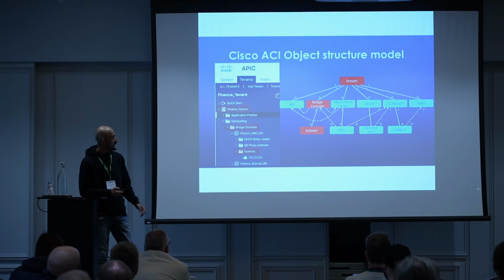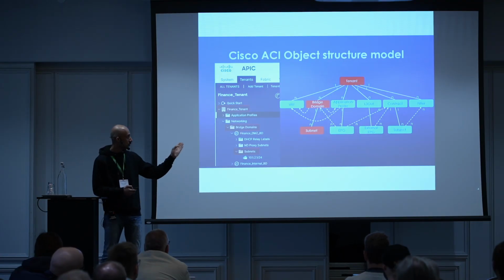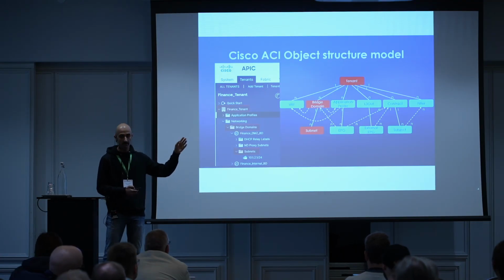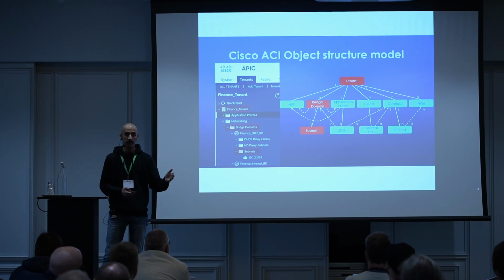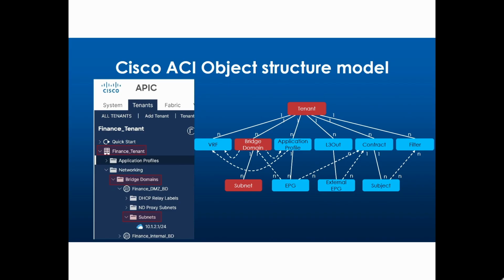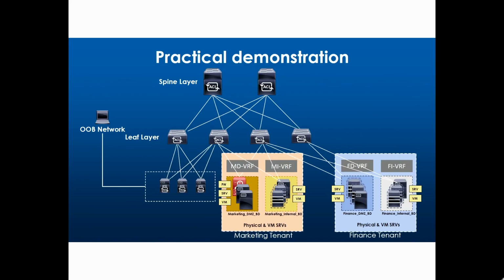This is another example between tenant and the child, where each tenant may have an unlimited number of bridge domains within itself, and multiple subnets within the bridge domain, which is a child of the bridge domain and the tenant as well. So the root of the configuration will be tenant.